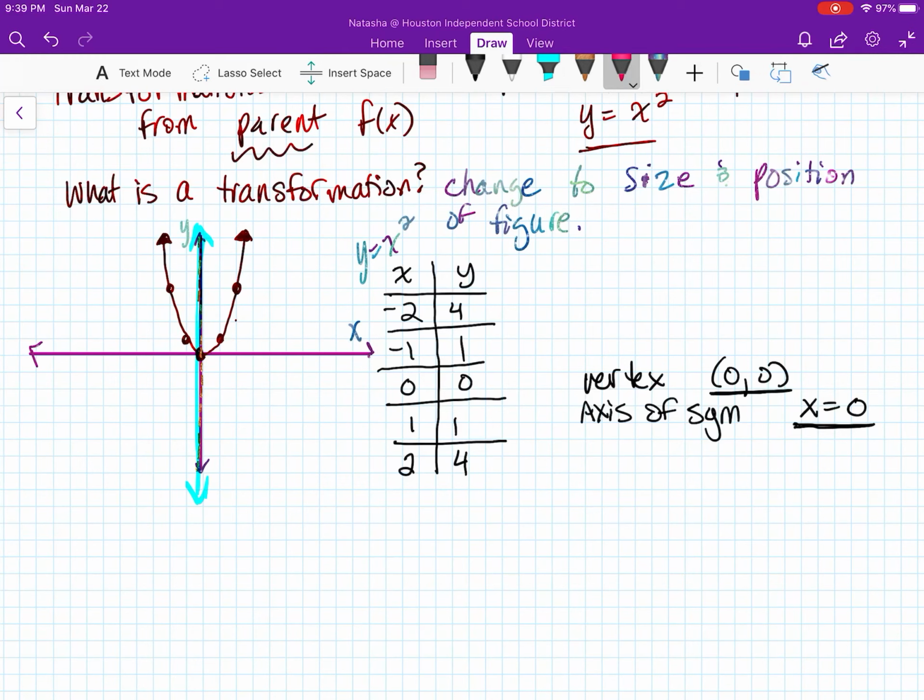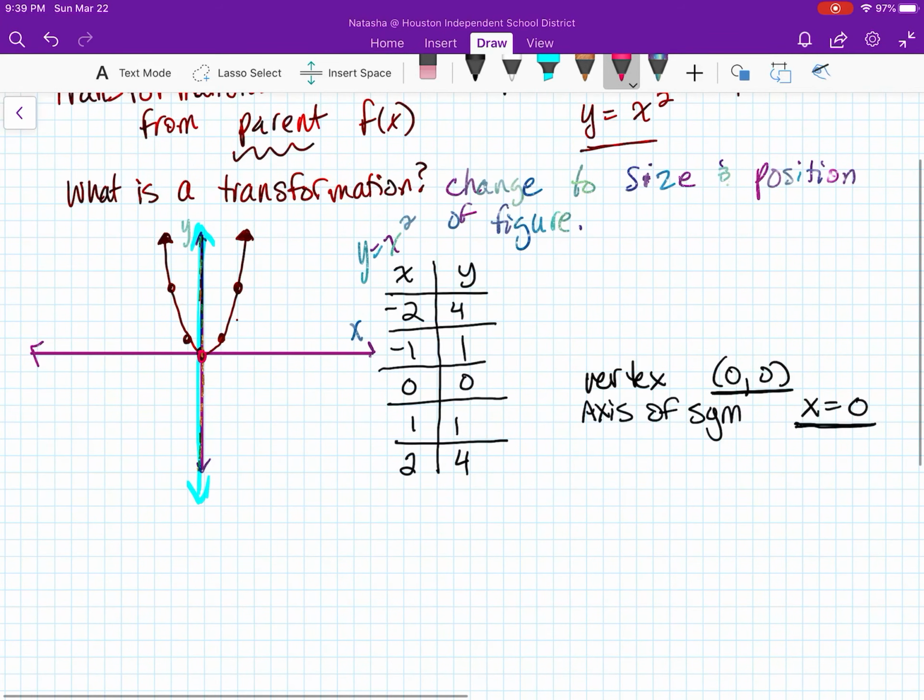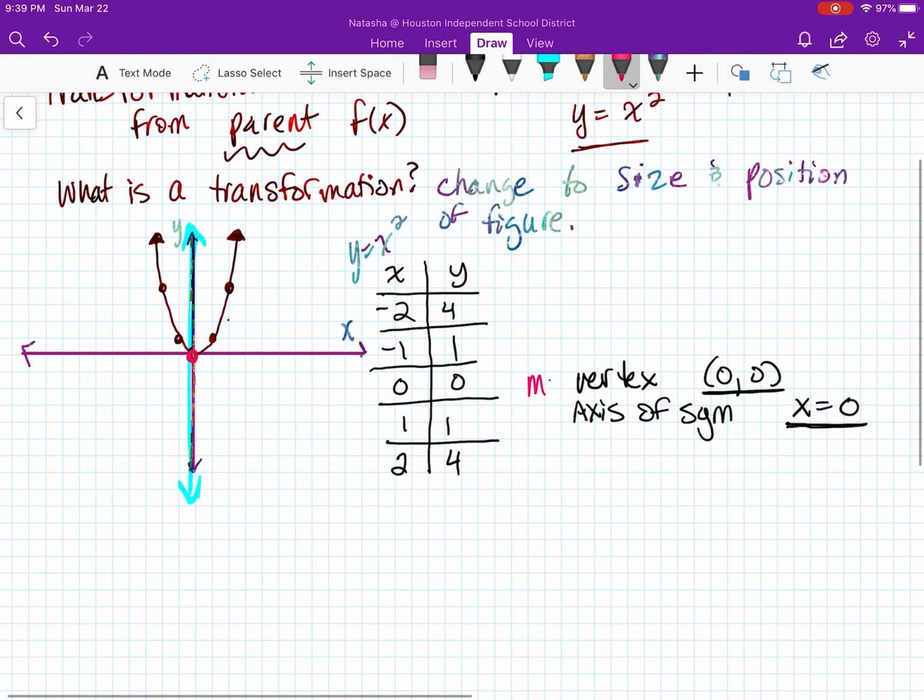Now, these points that I pointed out, our vertex is at (0, 0). That's our minimum point. In this case, it's a minimum point. And sometimes, depending on what kind of transformation happens, your minimum, when we transform that function, can now become a maximum. That's really cool, right? And our axis of symmetry, of course, is x is equal to 0.